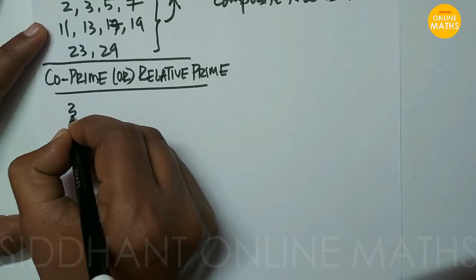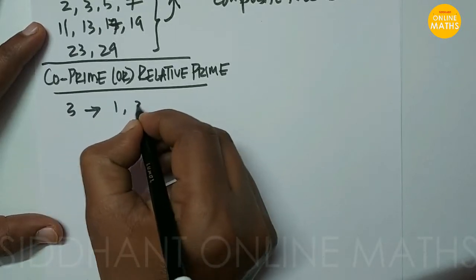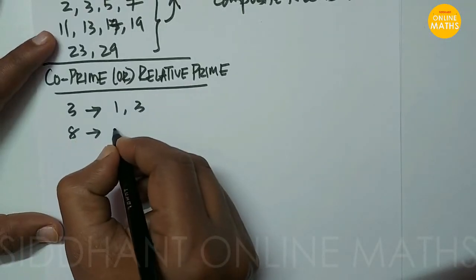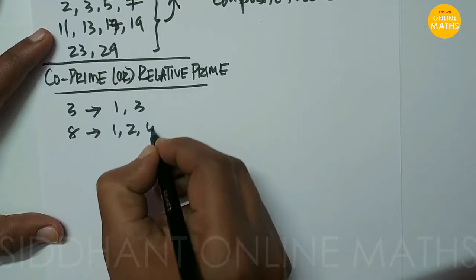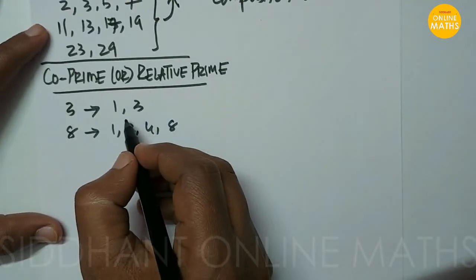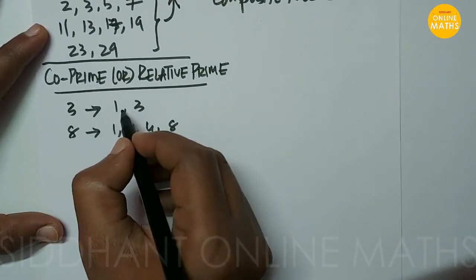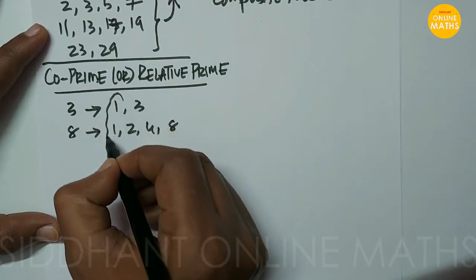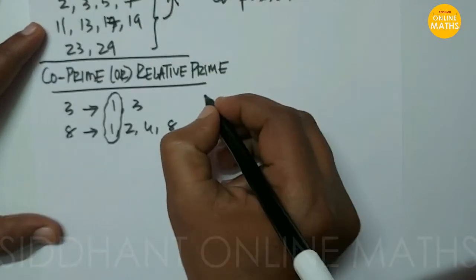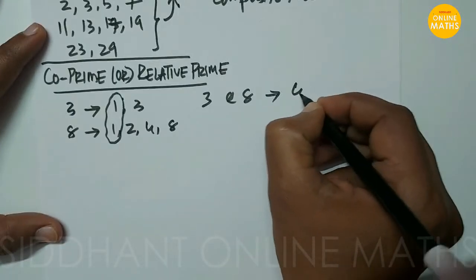Suppose 3 is there, the factors of 3 are 1 and 3, and for 8 the factors are 1, 2, 4 and 8. So what is the common factor you see between 3 and 8 here? That is 1. So 1 is the common factor you see. So we can say that 3 and 8 are co-primes.